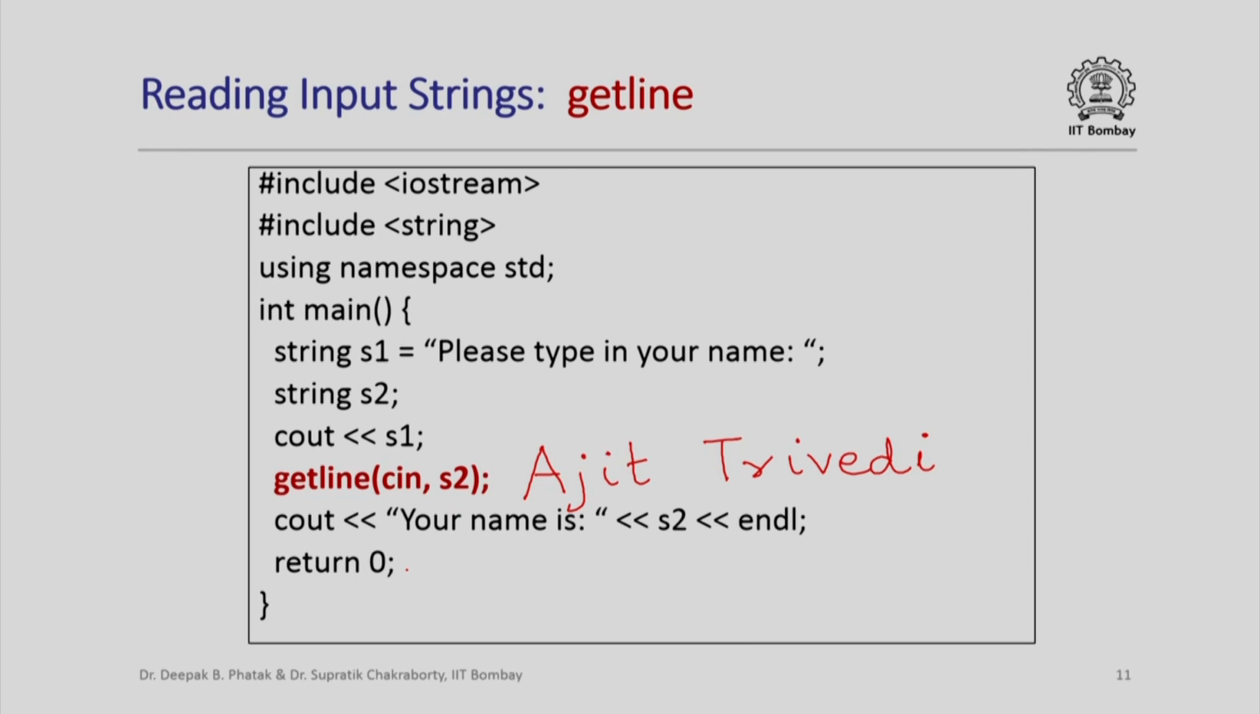So as a result, when I try to print the name out here, this is what it is going to print: Your name is colon space Ajit space Trivedi. So you see the difference between reading in strings directly through cin and through getline.